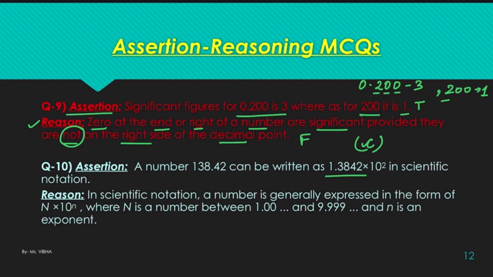Coming to the next question. Assertion: a number 138.42 can be written as 1.3842 into 10 raised to power 2. You know that when the point moves towards the left hand side, the power becomes positive. Yes, the statement is true. Now the reason is that in scientific notation, a number is generally expressed as N into 10 raised to power n. Yes, this is correct. Where N is any number from 1 to 9.9, and the small n is your exponent.